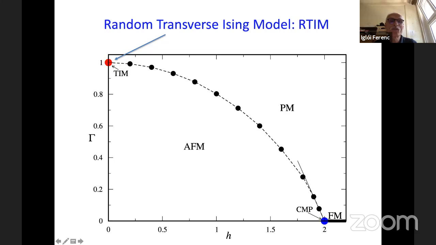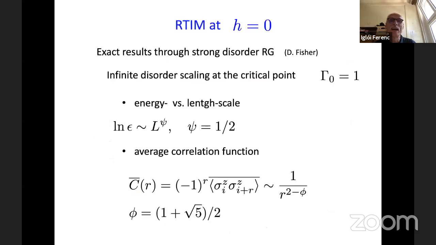Okay, so for the transverse Ising model, the transition will be the random transverse Ising model, whose behavior is practically exactly known. It has an infinite disorder scaling behavior at the critical point, which is here just gamma 0 equal to 1. Strong disorder renormalization group calculation by Daniel Fisher showed that there is very strange scaling behavior between the energy scale, the log energy, related to a power of the length of the system with an exponent of 1/2.